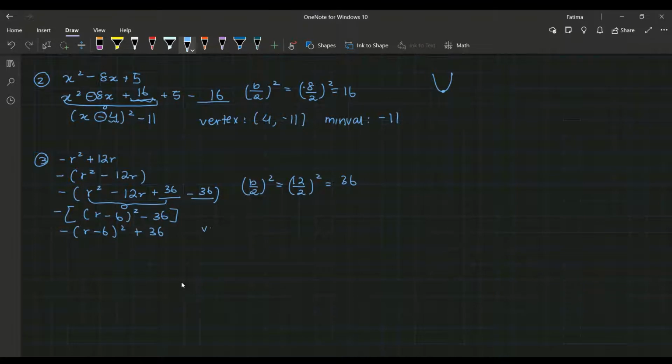Now in this case, the vertex would be 6 and 36. The reason why is because it's minus 6 over here, so we take the positive sign of it, or the opposite, which is positive 6, and then the 36 will remain the same. You do not multiply the coefficient outside with what is inside.